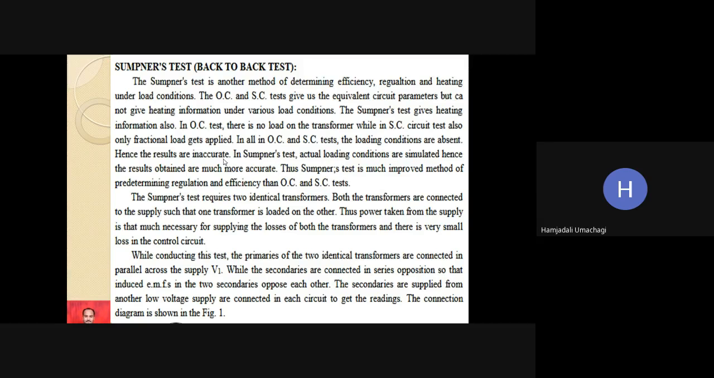Loading conditions being absent means that if we connect some load, then current will start to flow in the secondary winding.